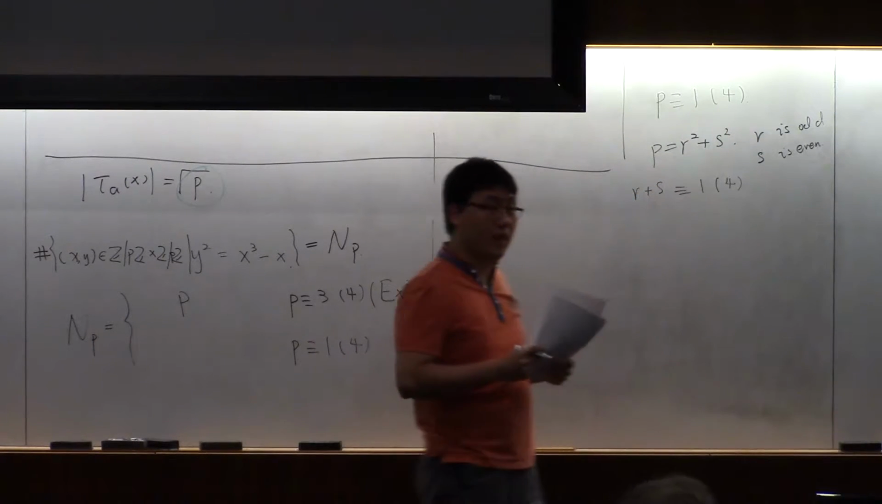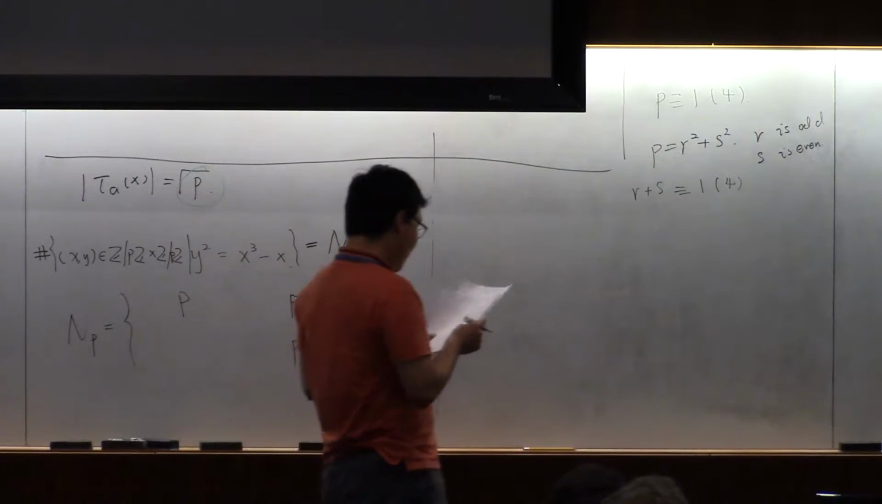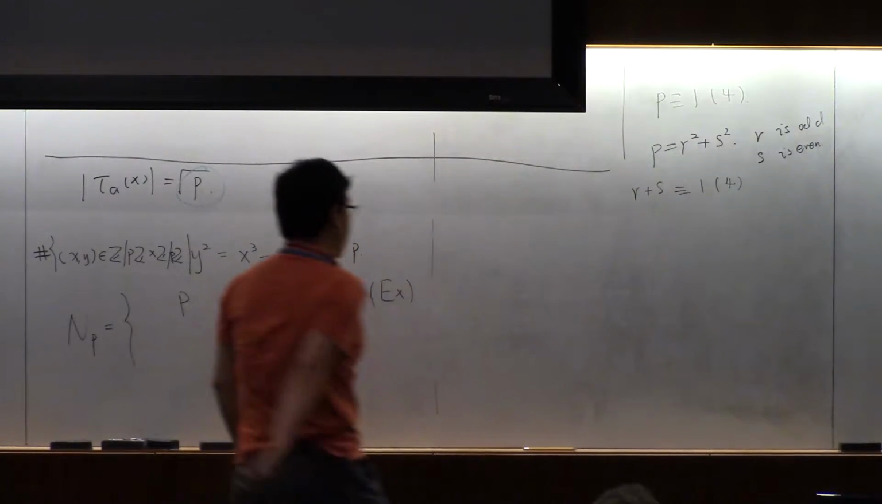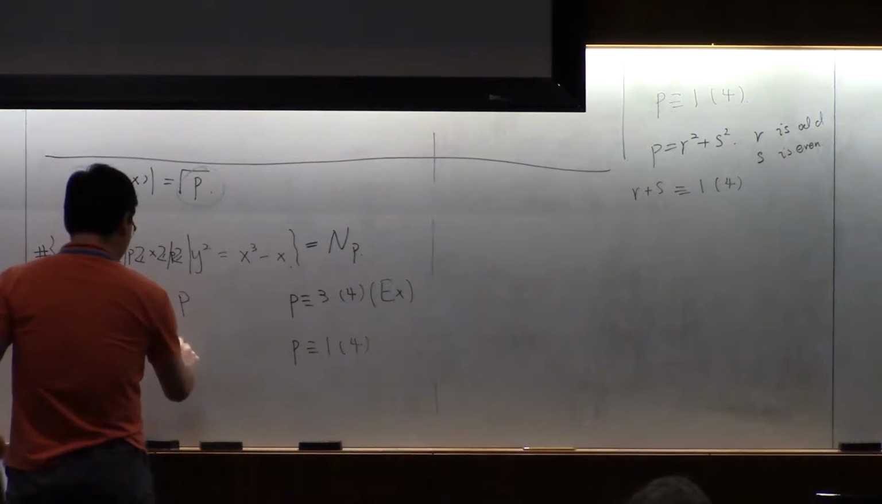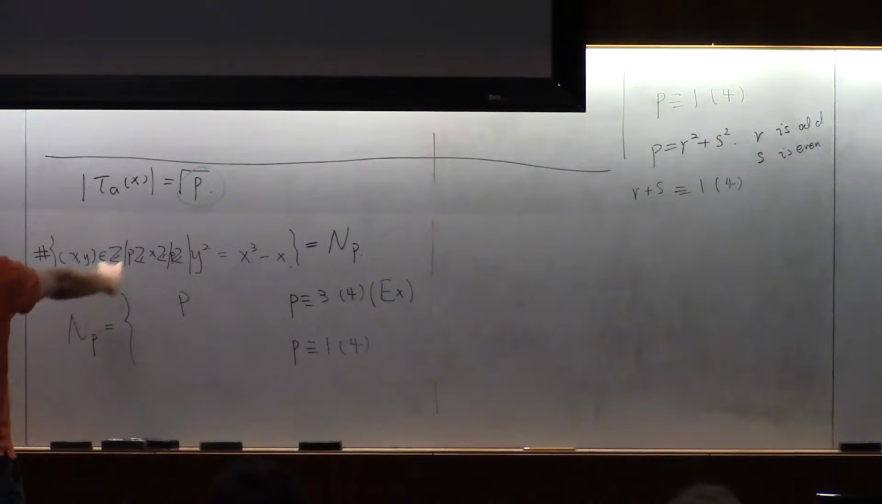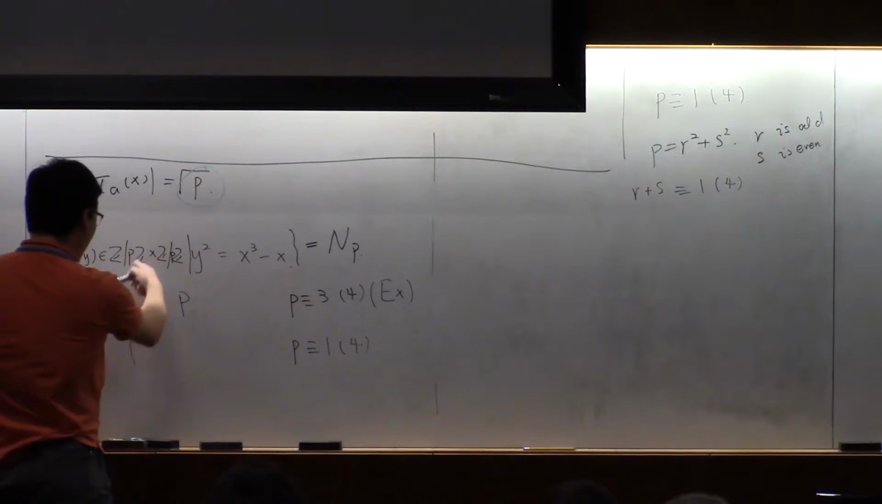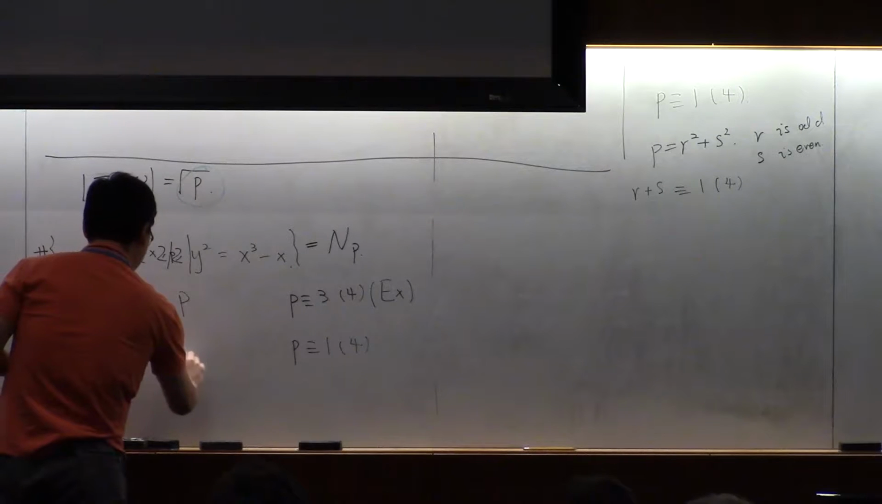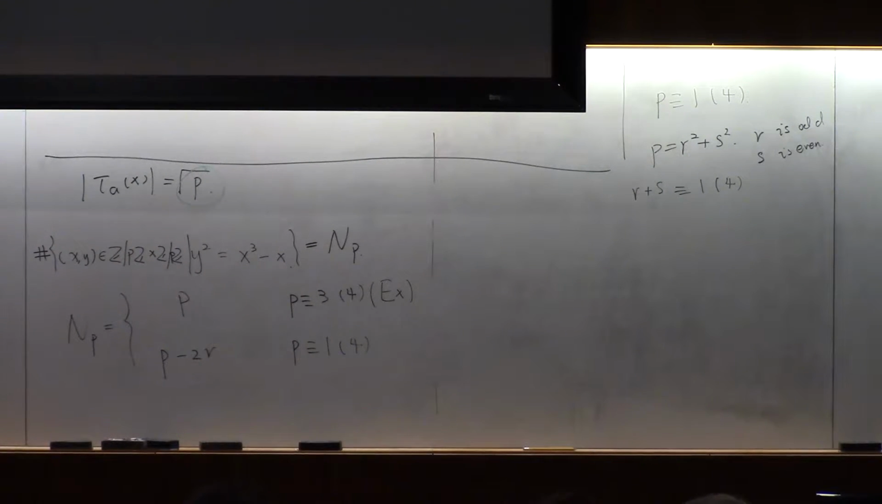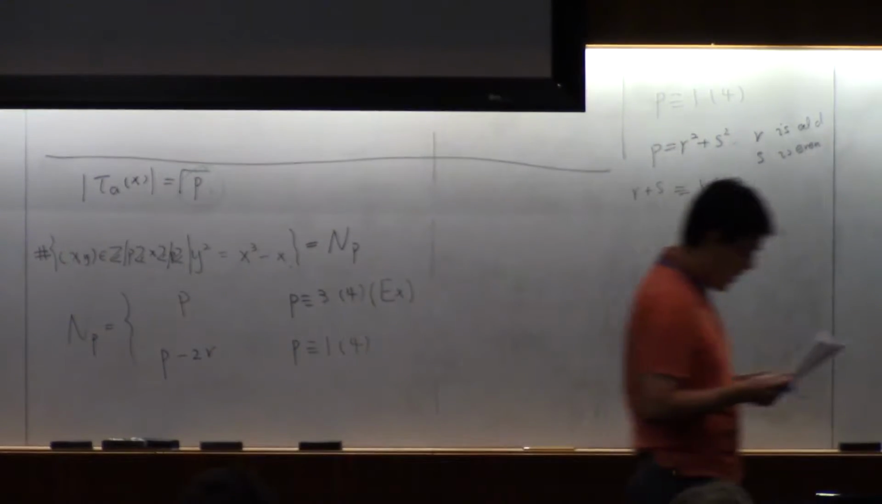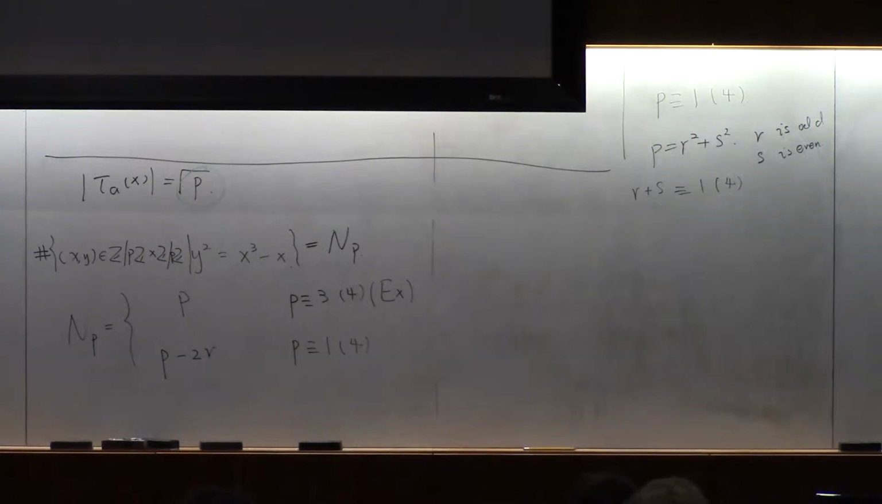Okay? Then under these notations, the number of solutions over this finite ring is given by p minus 2. This is a very difficult result, and I think if you can solve this question by yourself, then that means you have very good talent in mathematics.